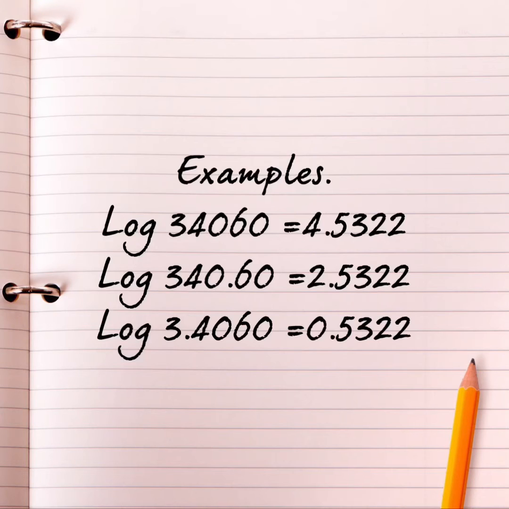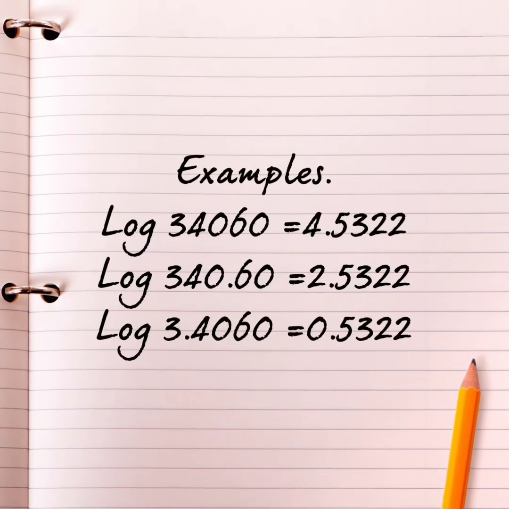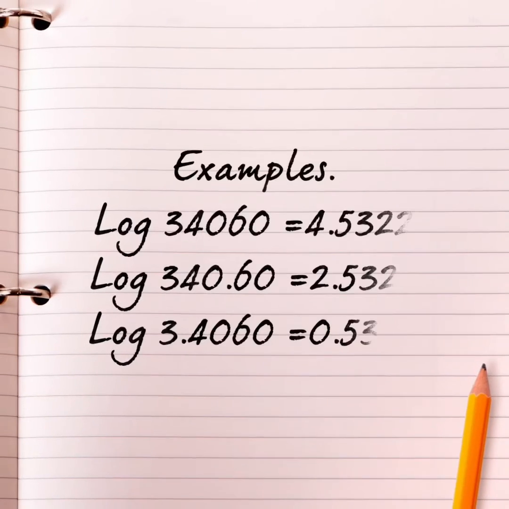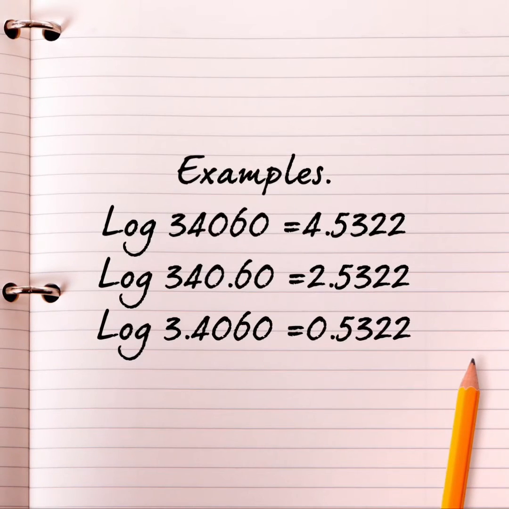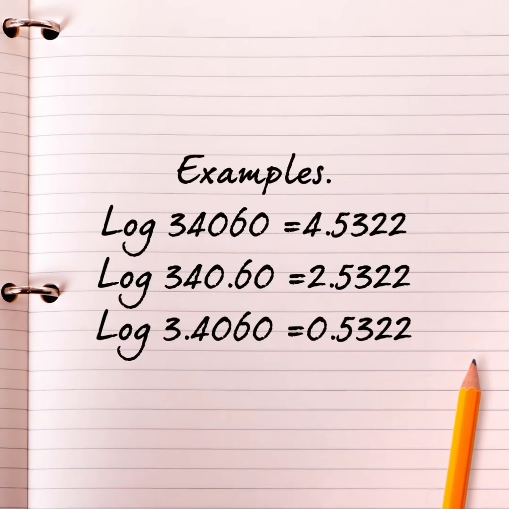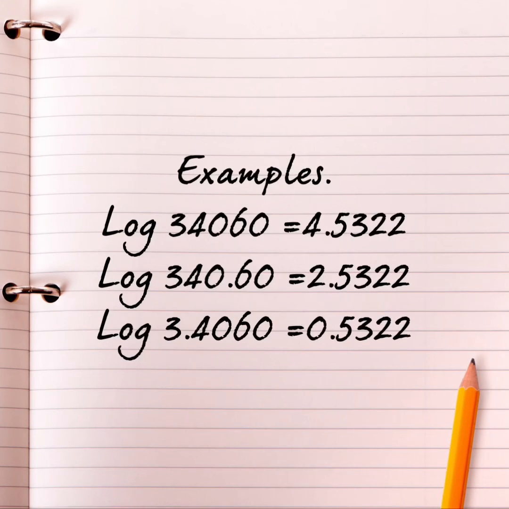The third one I have log 3.4060 and I have 0.5322, the same mantissa, but the characteristic here is 0. So here we have the same mantissa, but the characteristics, which is what we use to determine the place value of the number, are not the same. So we can have numbers of the same mantissa, but not the same characteristic.